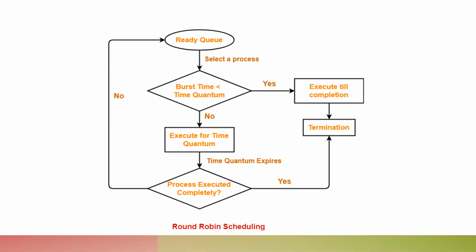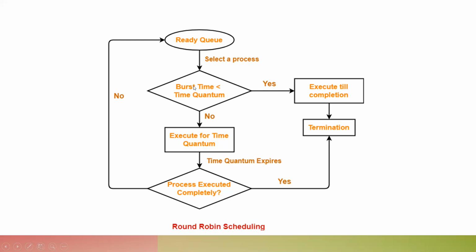And this is the block diagram of how the round robin algorithm works. First we have processes in the ready queue, and from those processes a process gets selected in the model of FCFS. Then it checks whether the burst time of the given process is less than the time quantum or greater than the time quantum. If the burst time of the process is less than the time quantum, then it executes the process till completion and then the process is terminated.